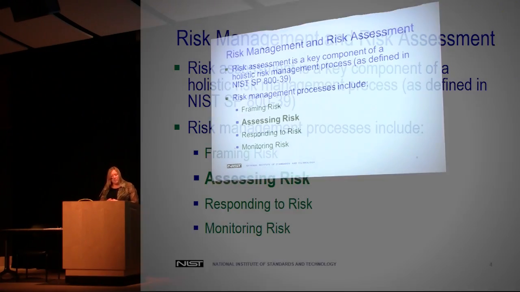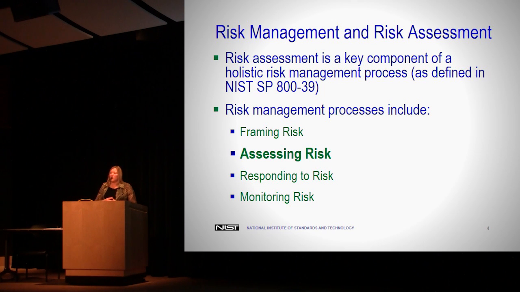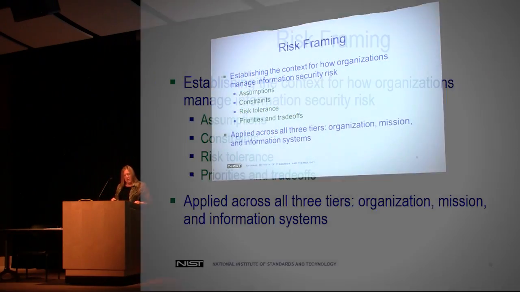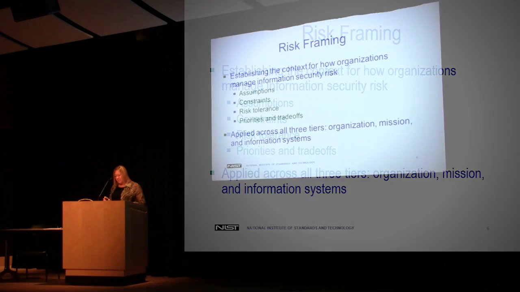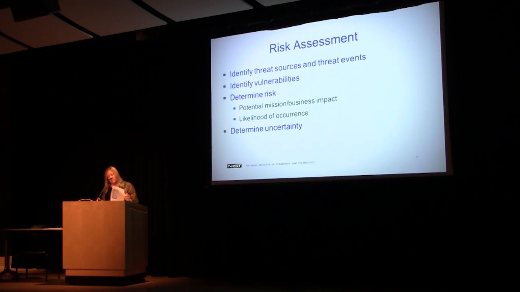So risk management and risk assessment. Risk assessment is, if you'll recall, the second step in the risk management process from 839. And if we can recall from like 30 minutes ago: framing, assessing, responding, and monitoring. So here we are, a whole pub just on the assessment step of risk management. Again, in risk framing, we start out by finding out what our assumptions are, what our constraints are, what our priorities and trade-offs are, what the risk tolerance of our organization is, and we're applying that across all of our tiers. And then we get to risk assessment.